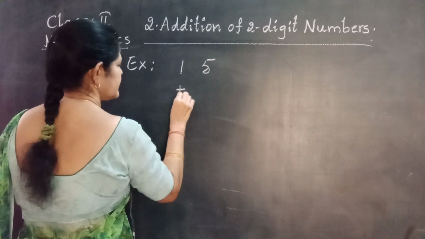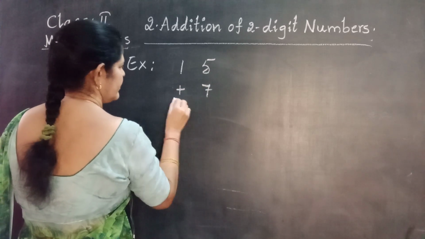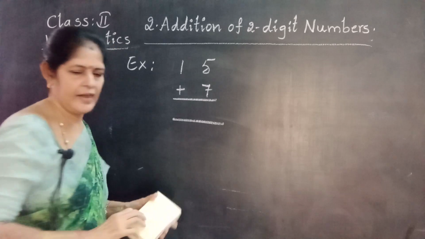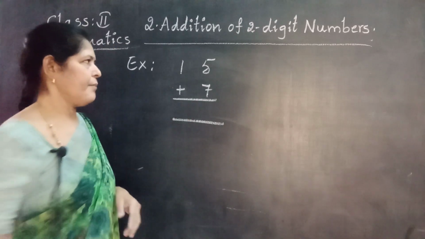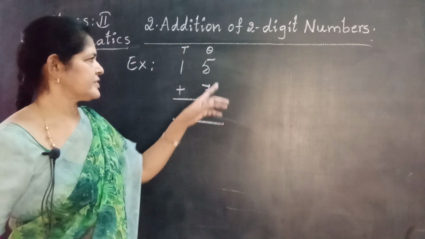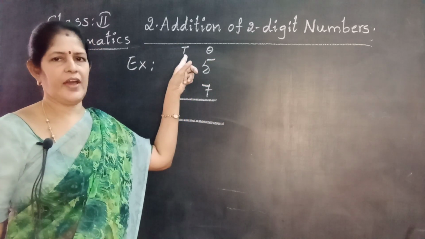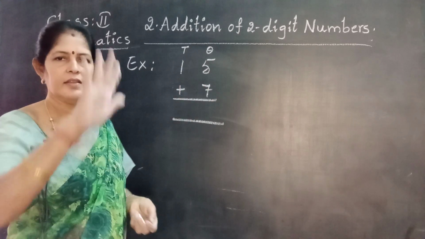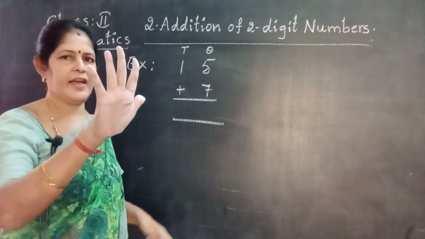15 plus 7. 15 is a 2-digit number. 7 is a 1-digit number. Adding ones first, then go to the tens place. O for ones, T for tens. Take 5 in the mind, that means take 7 fingers.